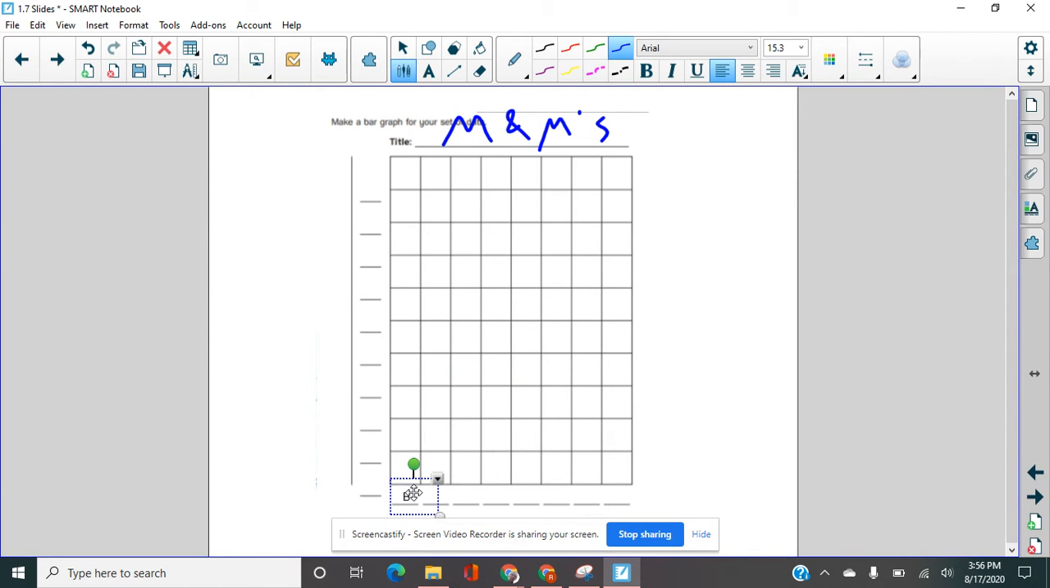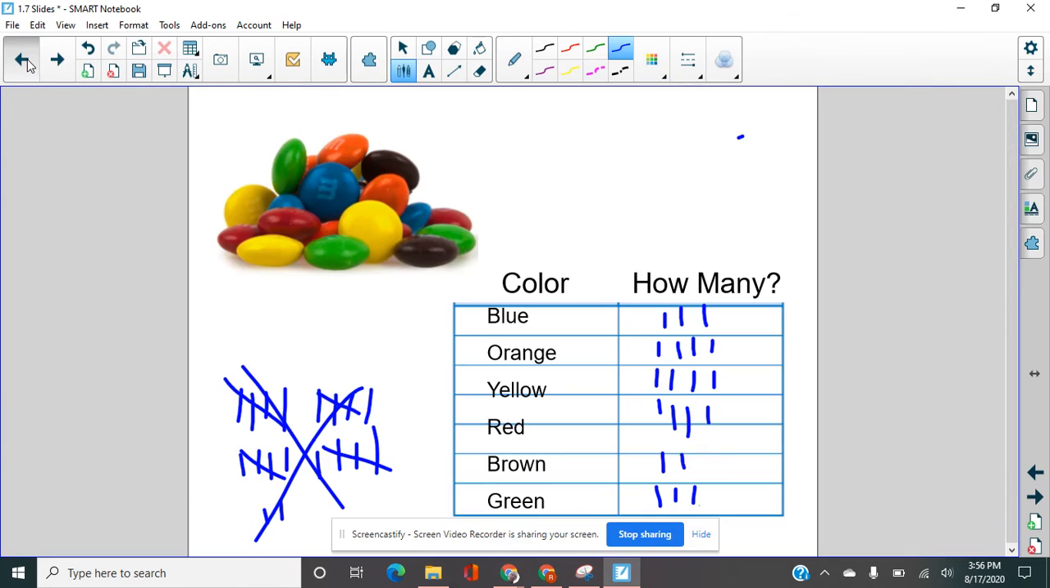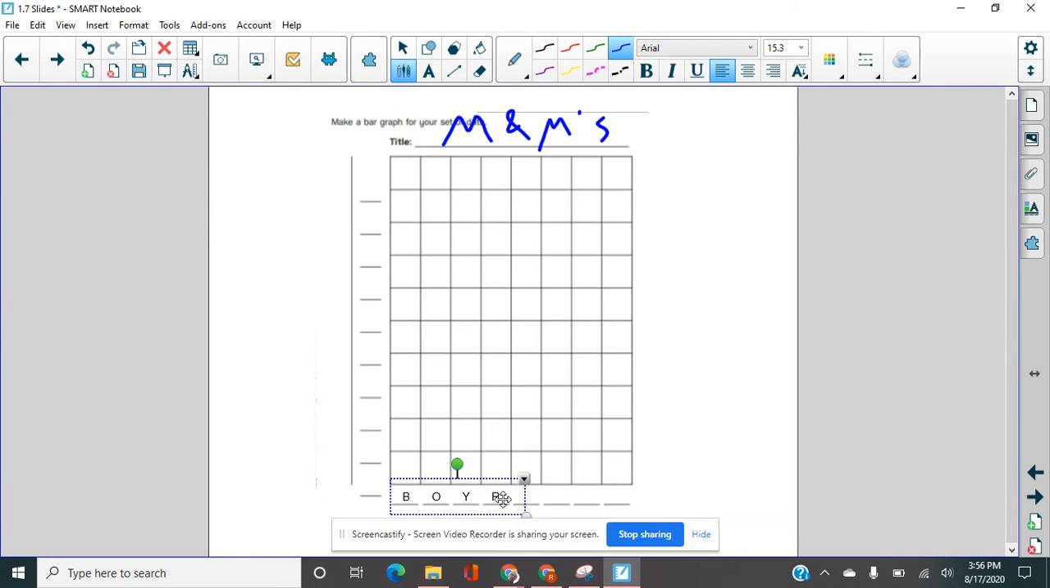If I had more space, or if I was writing, I probably would be able to fit the whole words here. Red, and then I think brown and green were last. Am I right? Yep. Brown and green. BR and G for those. All right, now, so what else?